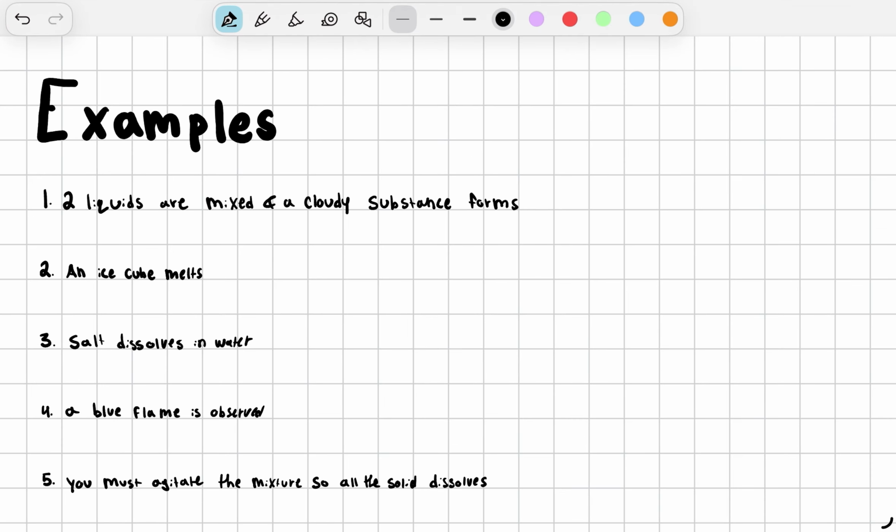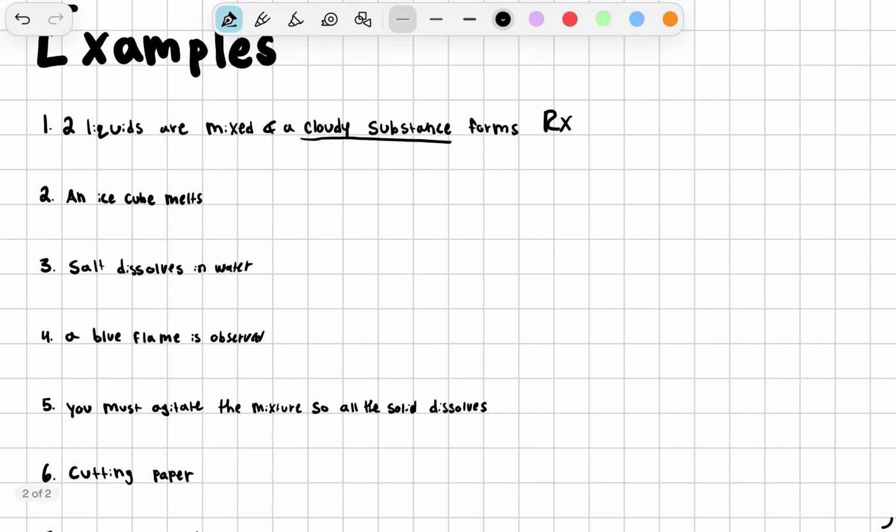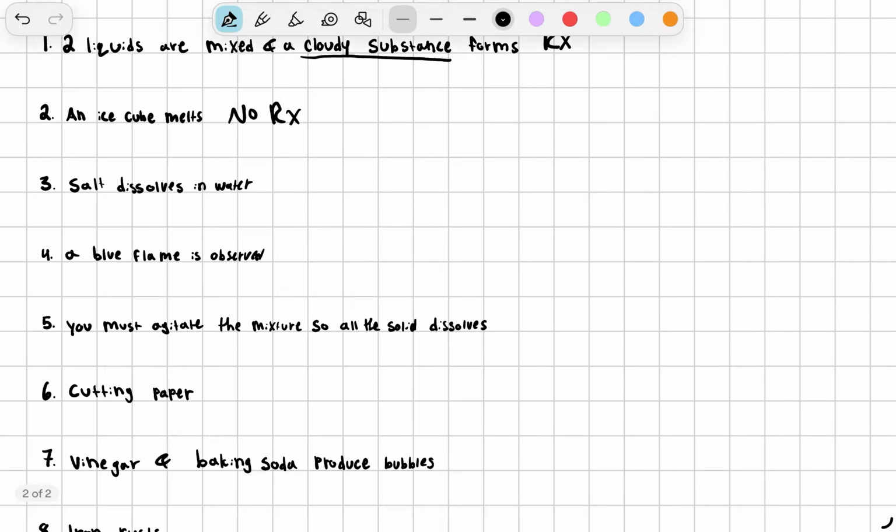Number 1, 2 liquids are mixed and a cloudy substance forms. This is a reaction because this cloudy substance is a precipitate. Number 2, an ice cube melts. This is a change of state. No reaction has actually occurred. We've just gone from a solid to a liquid.